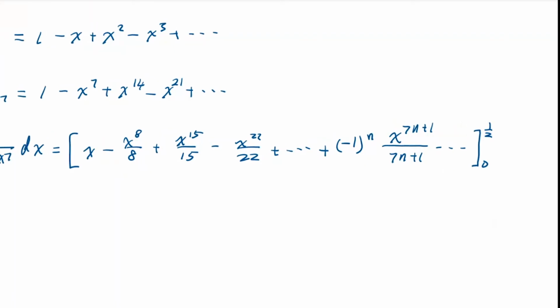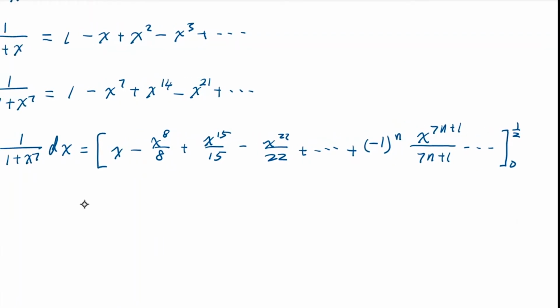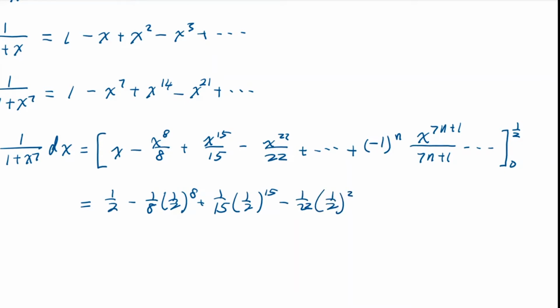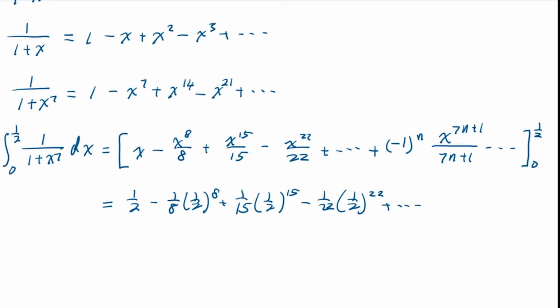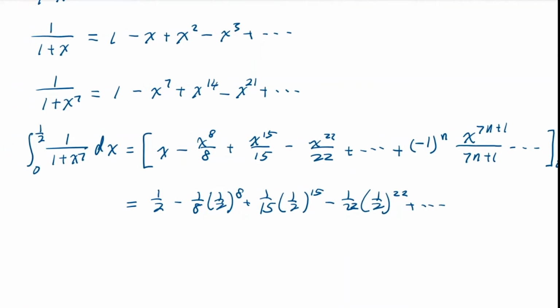Good. Now we substitute. So if you substitute 0, they are all 0. So we just need to substitute 1/2. So what we have is 1/2 minus 1/8 times 1/2 to the 8th plus 1/15 times 1/2 to the 15th minus 1 over 22 times 1/2 to the 22nd and so on. Oh, this does look like what we did yesterday, kind of, doesn't it?